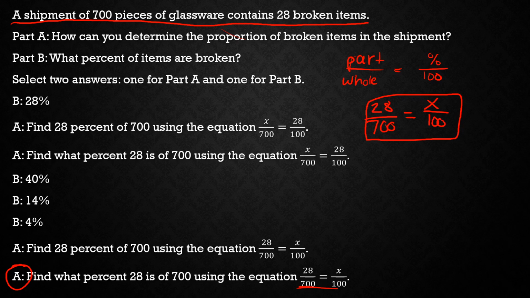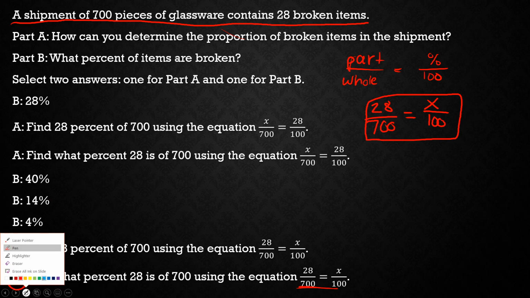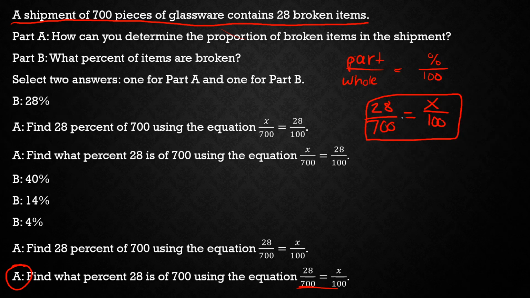Okay. And then B is asking, well, what percent of those items are broken? And to solve this one, there's a few different ways we can do it. I'm going to show you this one because it works every single time, regardless of which numbers you're using. Okay, so I'm going to do cross multiplication, which is where I multiply diagonally. So I'm going to do 28 times 100. Once I do one side, I'm going to put an equal sign. Then I'm going to multiply diagonally the other direction. So 700 and x. So 700 times x.